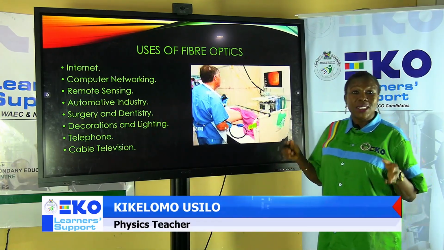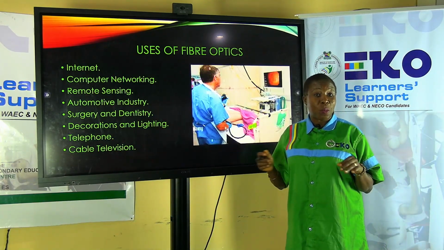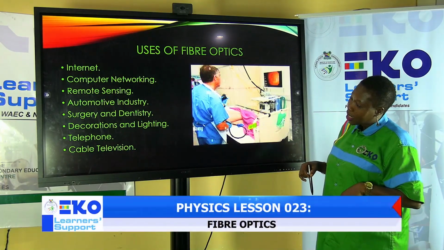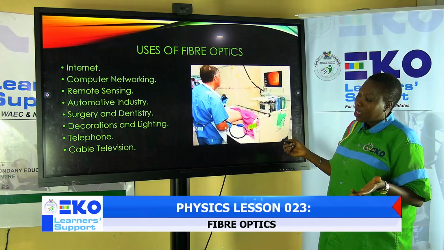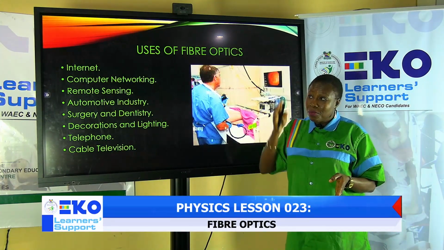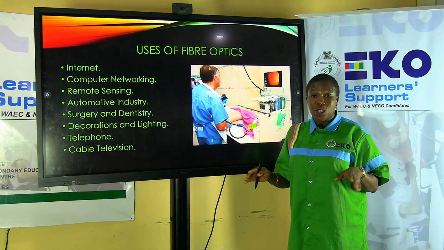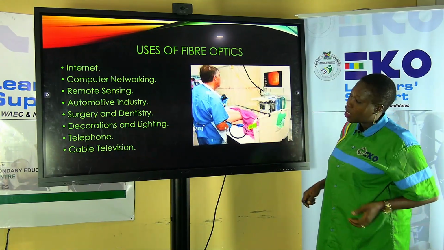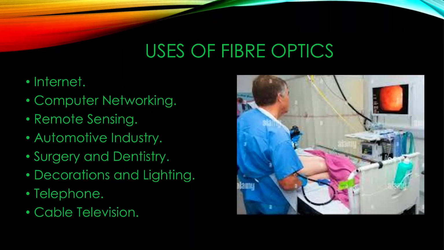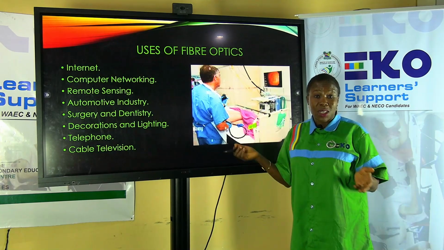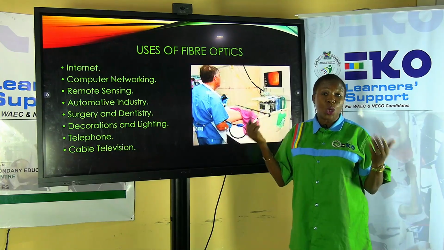Then it is also used in decorations and lightings. When you go to your parties, you even see it on some buildings. Fiber optics is used for telephone. Imagine you are making long calls without any breakage or miscommunication. Fiber optics travel faster, like we read in one of the principles, and it is also used for our cable television, which we all know comes all the way from South Africa, and it is being viewed all over.